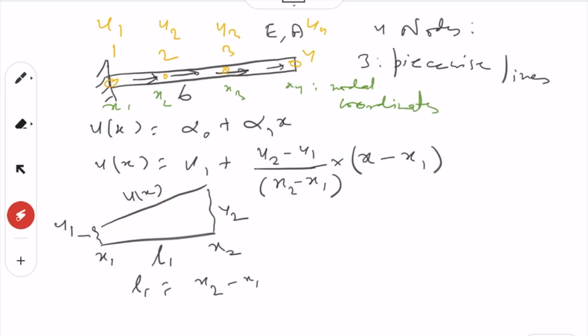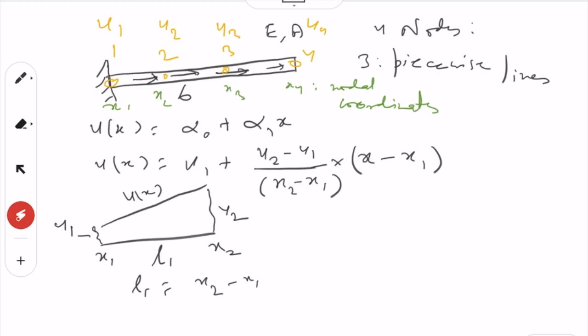You can check it. If x equal to x1, then x minus x1 becomes 0, hence you get u1. If x equal to x2, you have x2 minus x1 over x2 minus x1, so both cancel out, and you have u1 plus u2 minus u1. The u1 and minus u1 cancel out, so you have u2. At x equal to x2, you have u equal to u2. So this works.